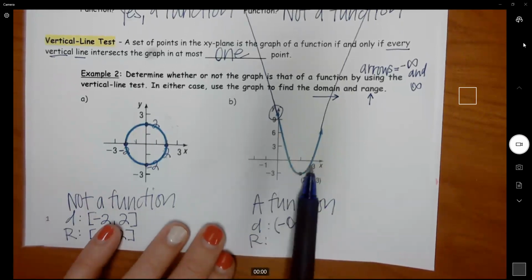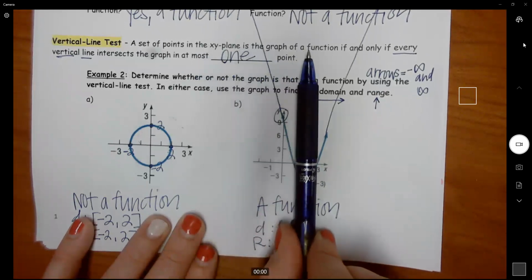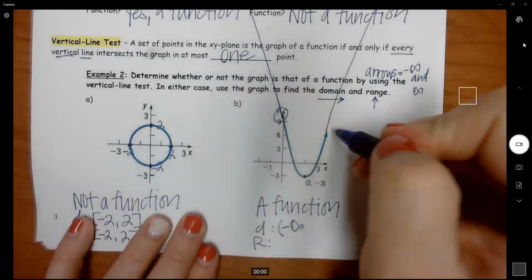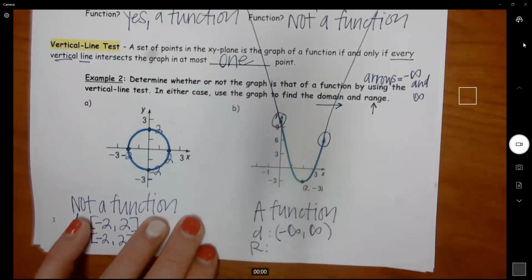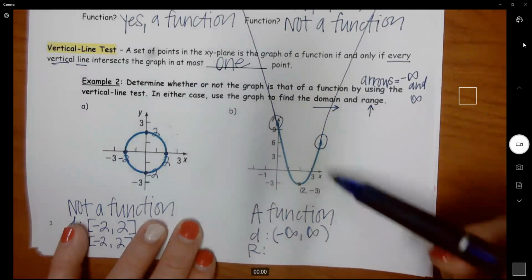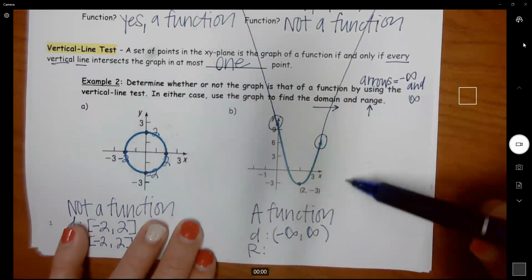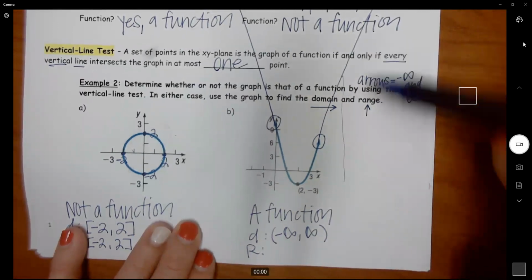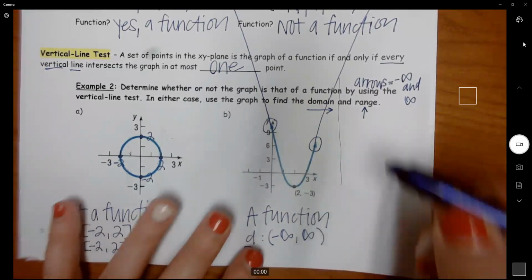Same thing with my x. When I am going from left to right, the last thing that I am encountering is this arrow, which means this is infinity. Because again, as this is going up, it is also going out. So I've got 3, 4, 5 on this graph, 6, 7, 8, and I can keep going forever as this graph continues.